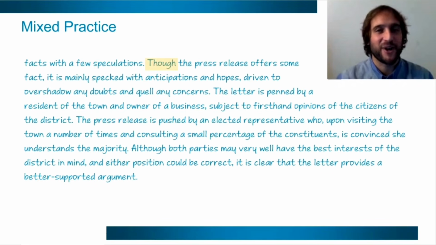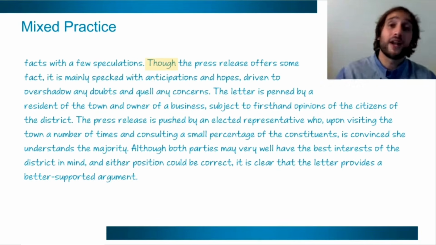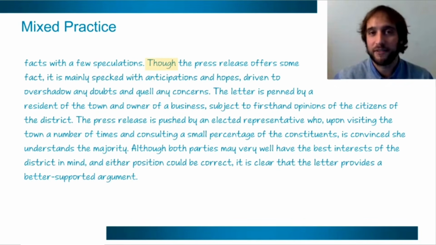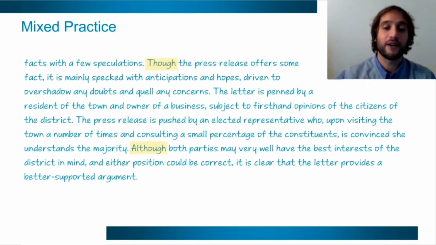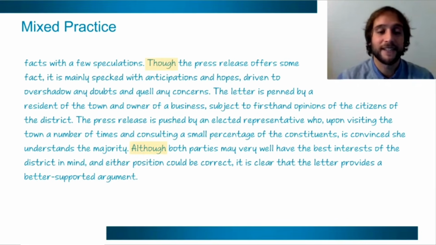Now, let's drive that nail home as to why we didn't really find passage 1 as credible. Well, the press release is from an elected representative who just came in for a couple town halls. She's not quite as interwoven into the fabric of this community, right? Which is a potentially big problem here, right? Maybe she doesn't really know what their issues are as much as she might want to. All right, so look how we finish this. Although both parties may well have the best interests of the district in mind, and either position could be correct. I love that balance, right?